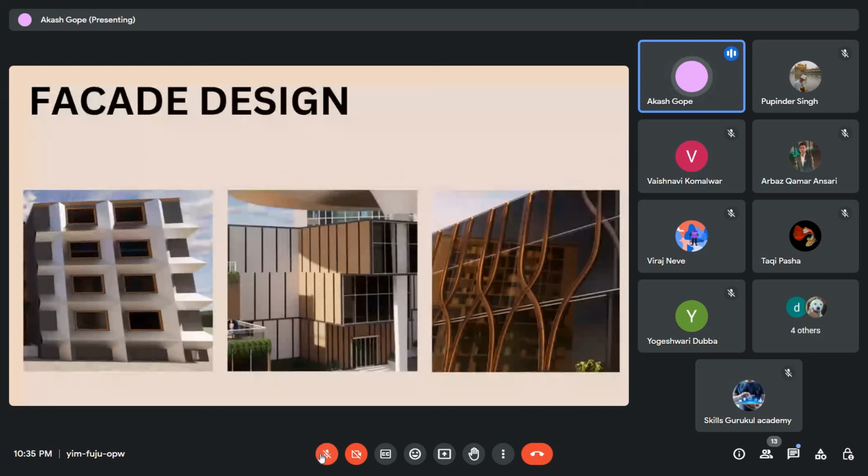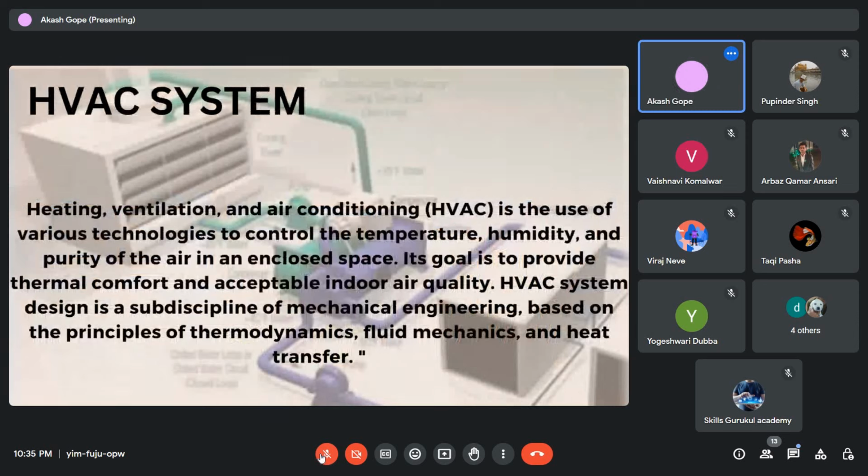Facade design: this one is the sports arena facade design. As you can see, this middle one is the restaurant, and this one is also for the restaurant.